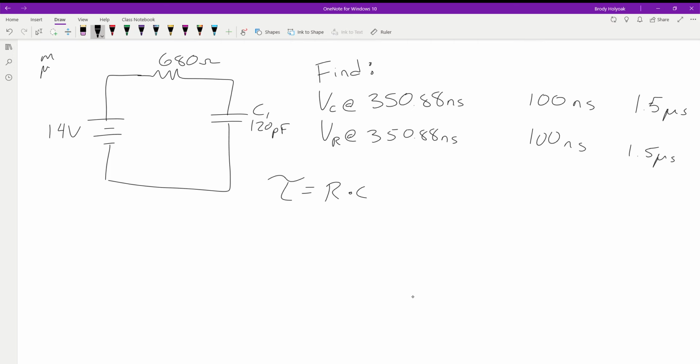Milli, micro, nano, pico. -3, -6, -9, -12.